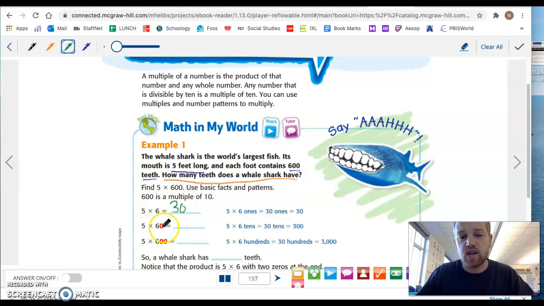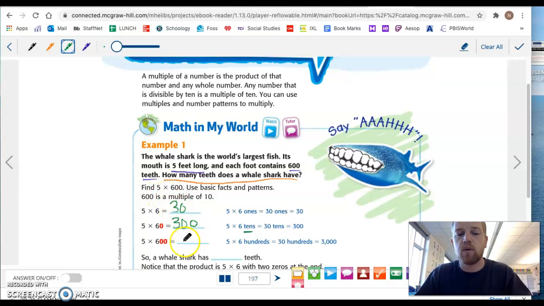I'm still going to do the same problem, and I can even think I'm going to cover this 0 up and pretend it's not there right now. Now I have 5 times 6. I did that above. I know that that is 30. Now I need to remember that I covered this 0 up before to just solve 5 times 6, but now I need to add that 0 back because I'm working with tens now and not ones like before. So now because I'm working with tens, I'm going to add that 0 back. So now I know that 5 times 60 is going to get me 300. I'm close, but I'm not quite to my original problem of 5 times 600.